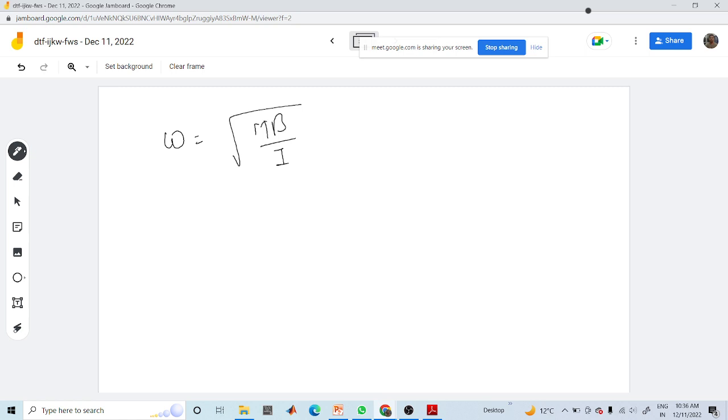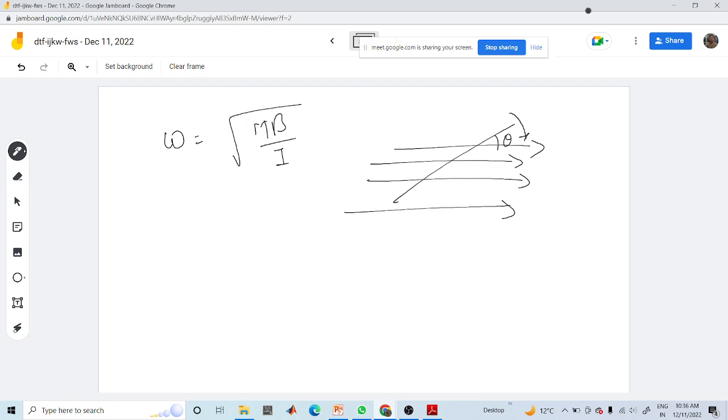Now what is the meaning of that? If we have a magnet or magnetic dipole moment in an external magnetic field, and it is making angle theta, then it will oscillate, not rotate, oscillate, right? The condition is that theta should be very small. In this condition, we have this angular frequency.